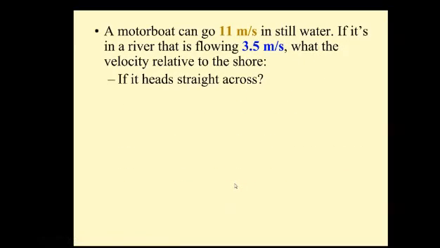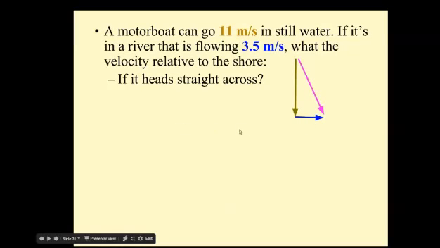Now, what if this motorboat that could go 11 meters per second in still water heads straight across. So now we have the boat heading straight across. That represents the 11 meters per second. We have the water going to the right or downstream at 3.5 meters per second. And then, of course, the resultant, as we showed earlier, is going to be the hypotenuse of that right triangle. So we're going to calculate that using the Pythagorean theorem. We're looking for the resultant velocity. So we take 11 squared plus 3.5 squared, sum that, and square root it, and we get 11.5 meters per second. That's what somebody on the shore would measure that boat traveling.